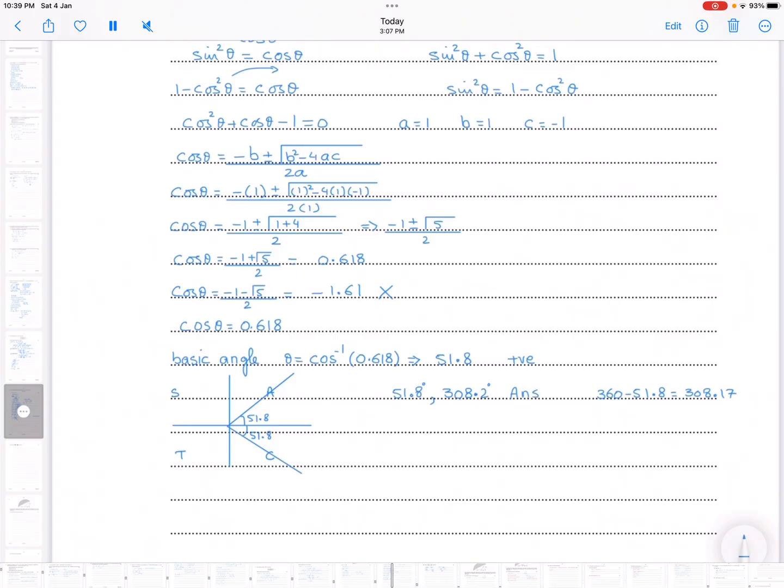So round it off to 1 decimal place. In part B, show that tan theta over sin theta minus sin theta over tan theta is equal to tan theta sin theta. Okay.